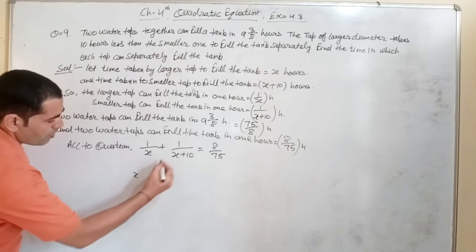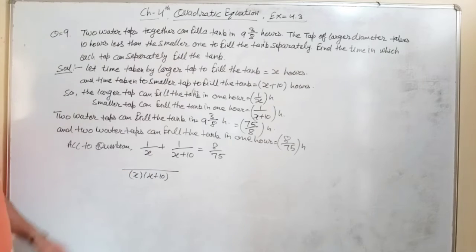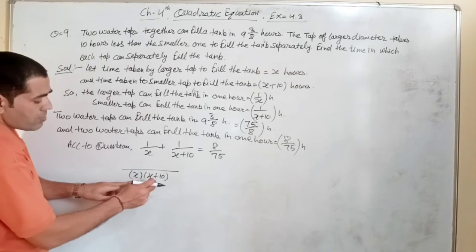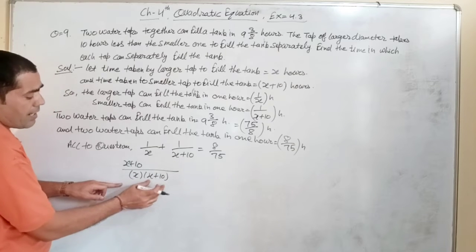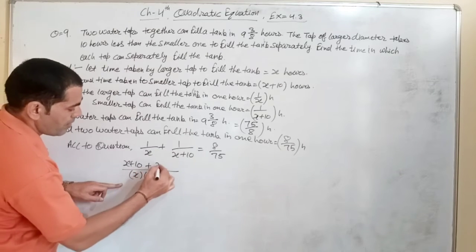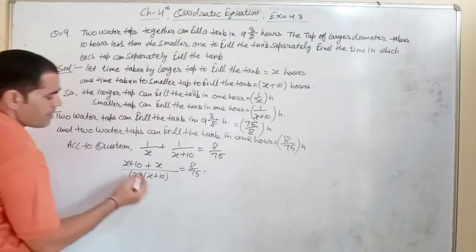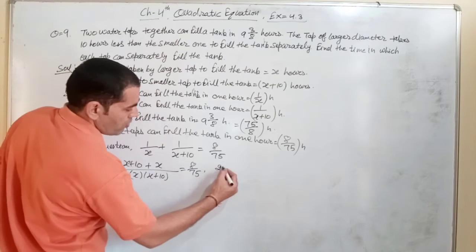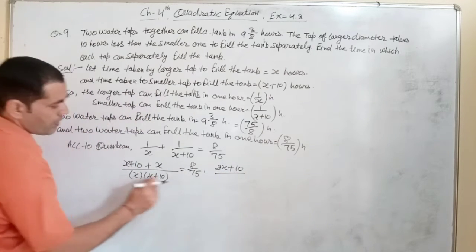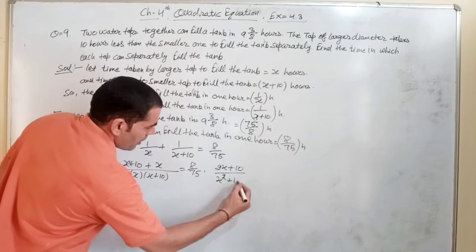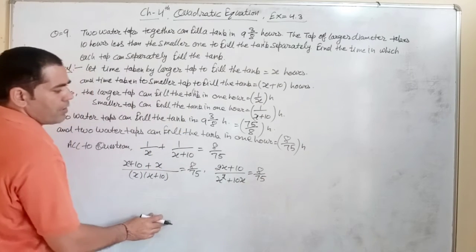Now the LCM of the left hand side, x and x plus 10. Cancel x with x, so x plus 10. Next, x plus 10 and x plus 10 cancel. Now x multiplied by 1 is x. The next step, x plus x plus 10 is 2x plus 10, upon the product x square plus 10x, is equal to 8 upon 75.